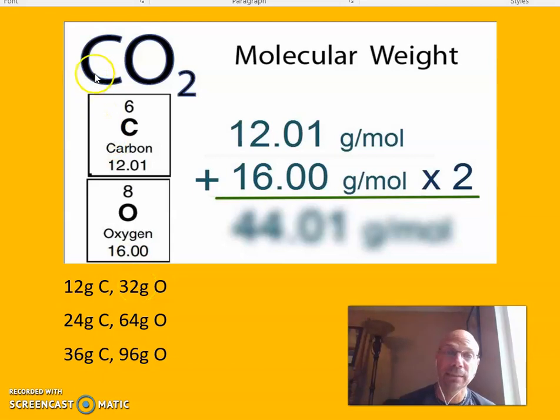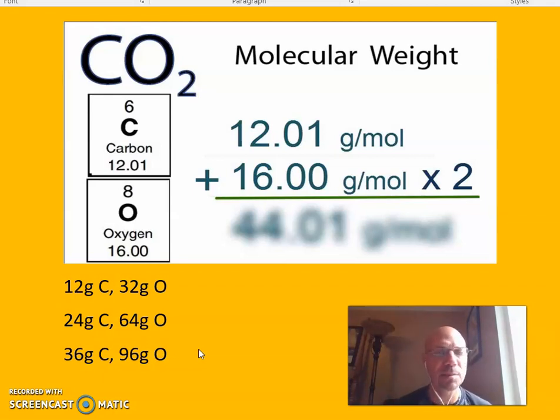Same way as if we had 2 CO2 molecules, we'd have 24 grams of carbon. We double this number, we'd have 64 grams of oxygen. And the numbers work down this way. So from here, once you understand the proportions, then you'll cross multiply. Those numbers will cancel out and you'll end up with a proportion or a ratio.